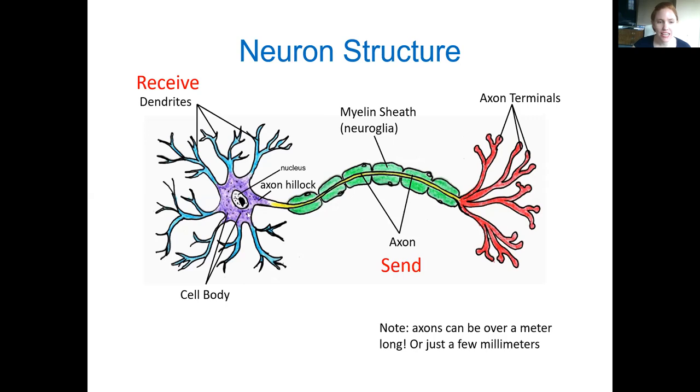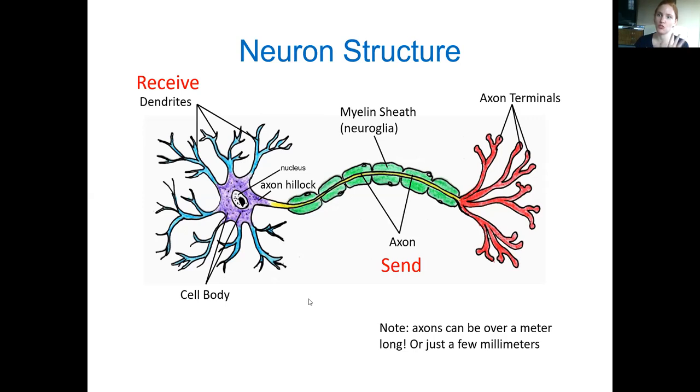The very beginning of the axon is called the axon hillock. Okay, so the axon hillock is just this first initial part of the axon. And at the end of the axon, we have the axon terminals. And the axon terminals is where you would synapse or connect with the second cell.